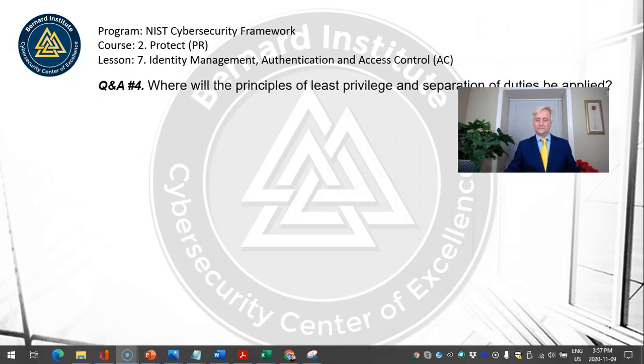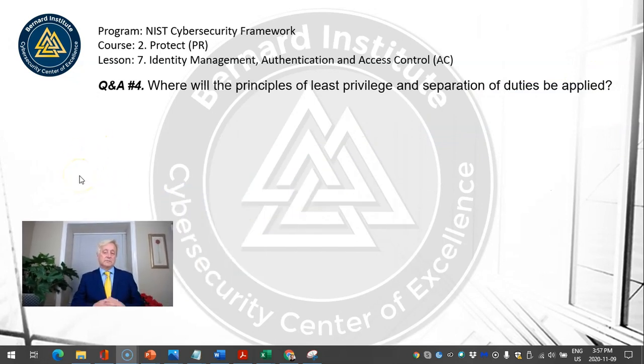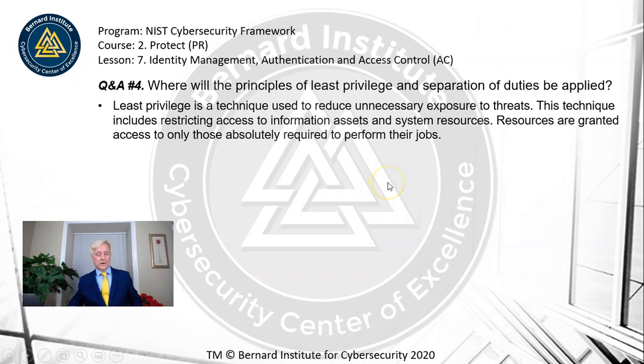Number 4. Where will the principles of least privilege and separation of duties be applied? Least privilege is a technique. It's used to reduce unnecessary exposure. This technique is restricted to access to information, assets, and system resources. Resources are granted access to only those absolutely required to perform any of the jobs. So we try to limit the type of access that people get and match it up again with the job description to make sure that we have a clear understanding of what it is they're supposed to be doing.